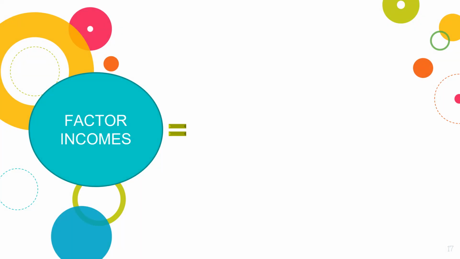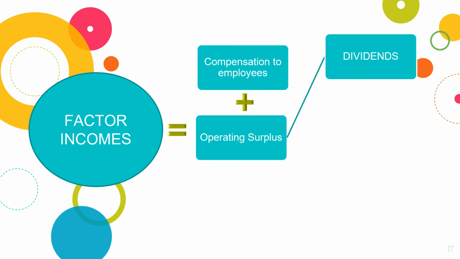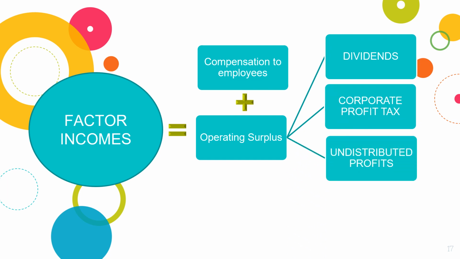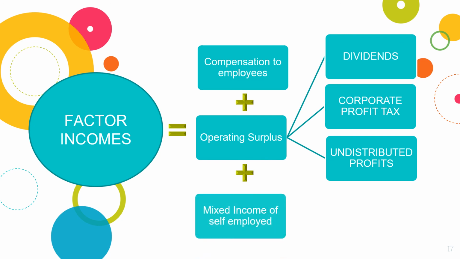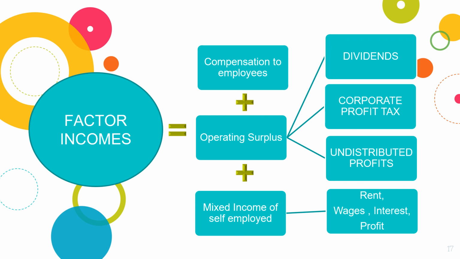Let us now sum up the factor incomes with the help of a chart. The first component being compensation to employees, which includes wages and salaries in cash and kind, employers' contribution to social security schemes, retirement pension. The second component is operating surplus, which is again divided into dividends, corporate profit tax, and undistributed profits. The third component is mixed income of self-employed, which includes wages or salaries, rent, interest, and profit.